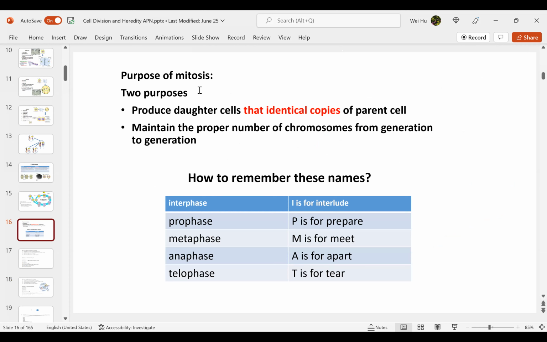So let's summarize. You're making identical cells, identical to each other, and also identical to the parent cells. So the purpose is to maintain the chromosome number from generation to generation, right? Now let's try to memorize these names. Prophase, P for preparation. Metaphase, M for meat. Anaphase, A for apart. Telophase, T for tear.